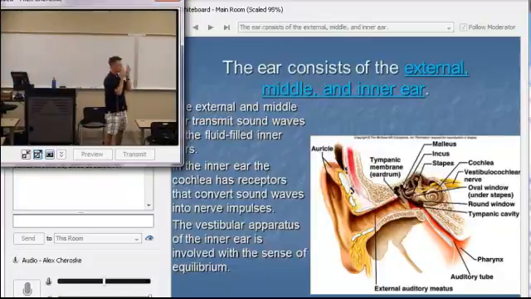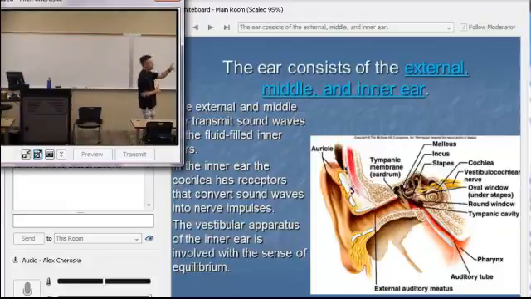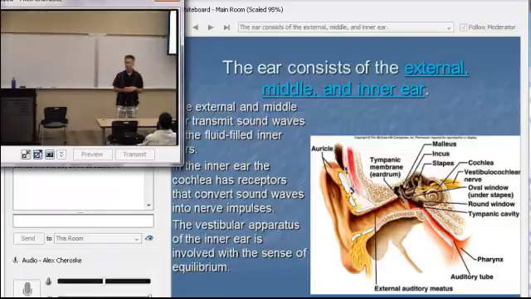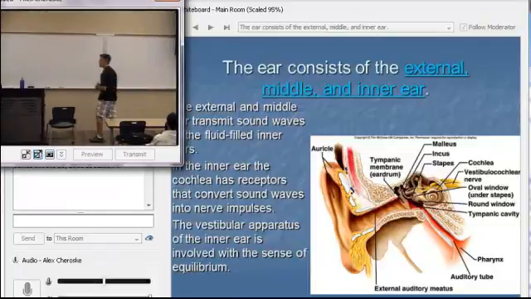Like if I close my eyes and I'm in an elevator, I can tell when we're moving down or when we're moving up without my eyes seeing things moving past them. So we have both hearing and equilibrium coming from the ear. We're going to see that there's a number of different structures in there. So let's get the layout of the ear first.